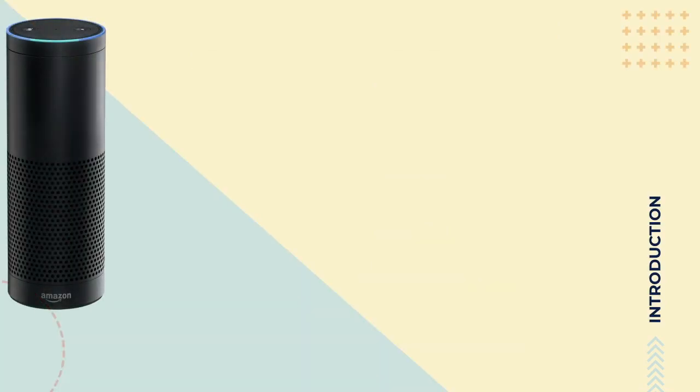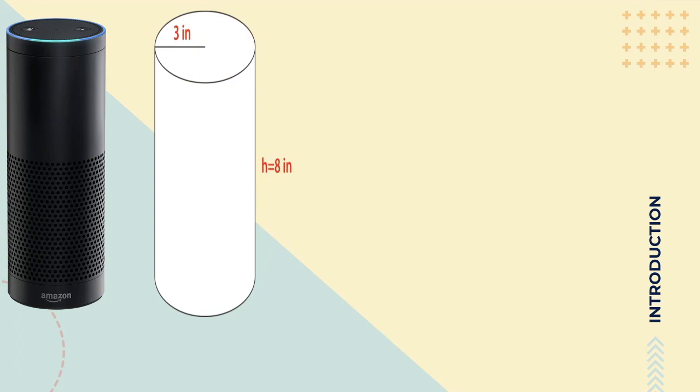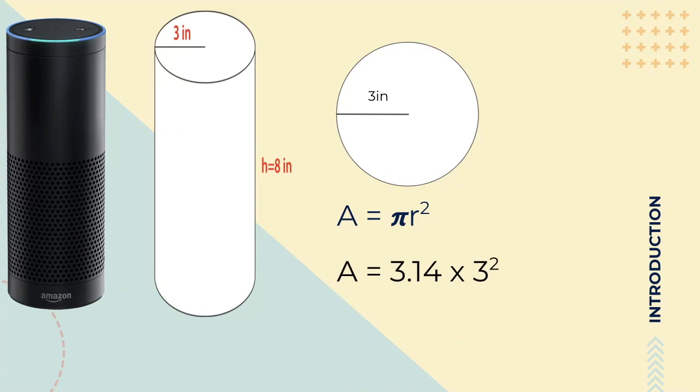Okay, now back to the Alexa. Here is a crude drawing of the Alexa. And if you'll notice, the base of this cylinder is a circle. So in order to find the area of the base, we need to essentially find the area of the circle. The formula we're going to use is A equals pi r squared. Pi means 3.14. The radius is 3, and we're going to square 3.